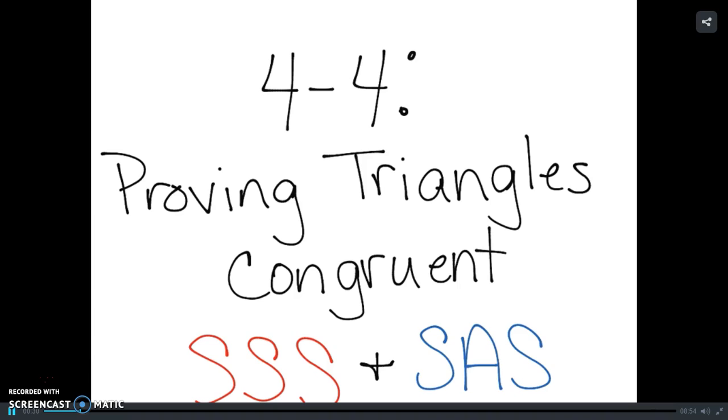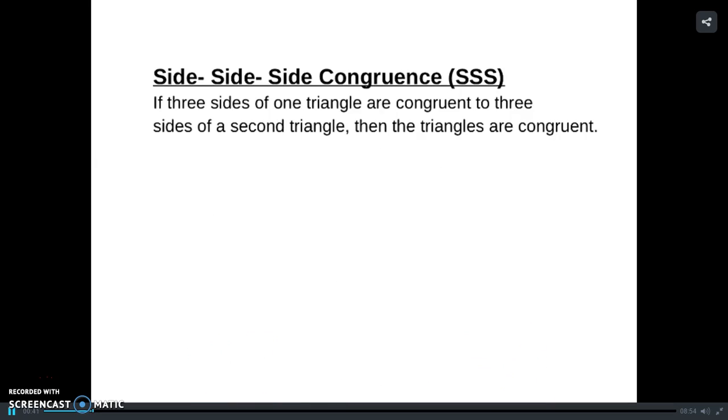Okay, so I'm going to teach you some shortcuts today, and they are abbreviated as SSS and SAS. Okay, so these are our two shortcuts for the day. So our first one is called side-side-side congruence, and you'll notice that each of the sides starts with an S, so that's where we get the SSS congruence.